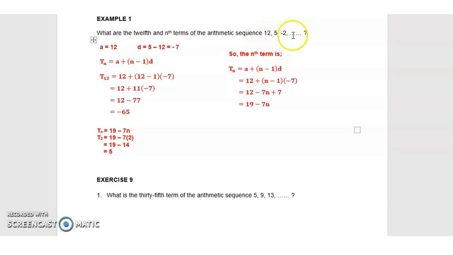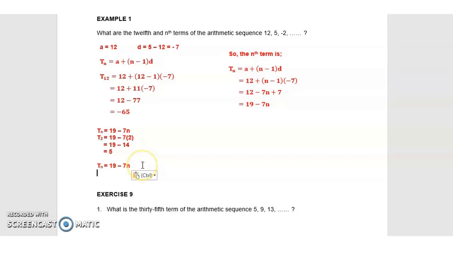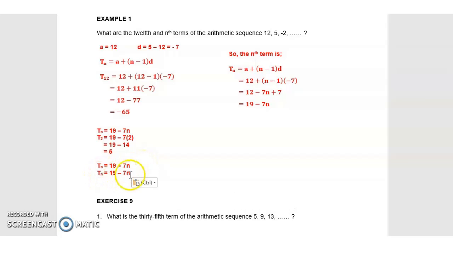Let's say for this sequence, we want to know what is the 100th number in this sequence. So we use this general term. We want to know the 100th number for this sequence. So T100 equal to 19 minus, now n equal to 100, so 19 minus 7 times 100.